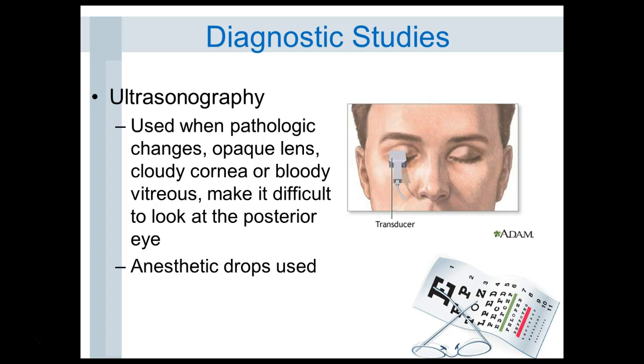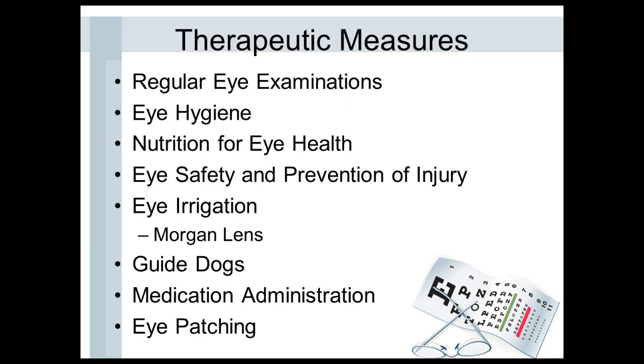Ultrasonography. This is for logic changes, opaque lenses, cloudy cornea, or bloody vitreous. It makes it difficult to look at the posterior eye. Very often, anesthetic is used.